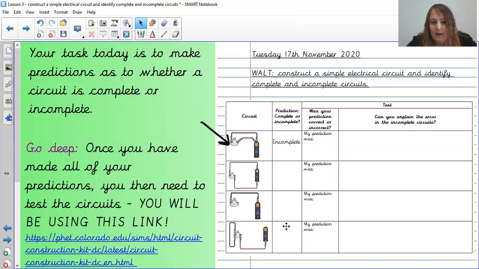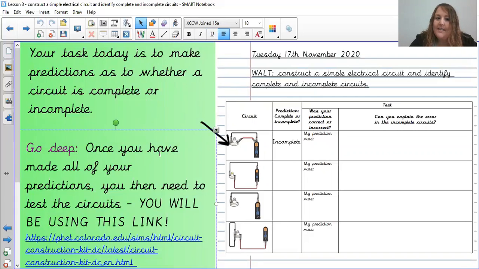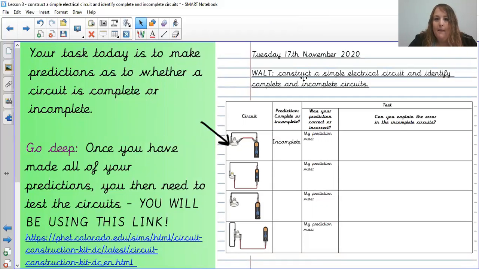Then comes the fun part. On Go Deep over here, it says, once you have made all of your predictions, you will then need to test the circuits, and you will be using that link. So I mentioned that cool website already. I am going to show you what that looks like. So I will make sure that you can see the link, but I actually have it so that I can show you the link on the computer now.